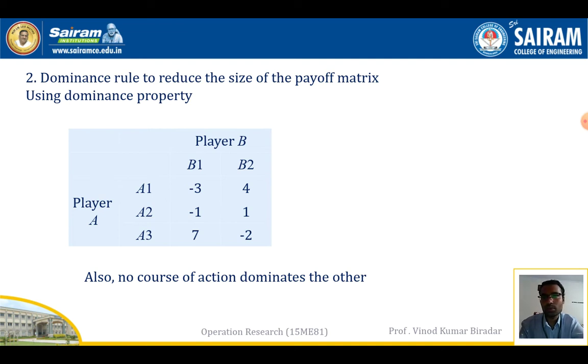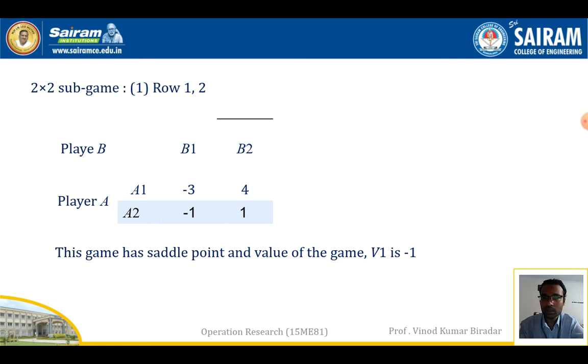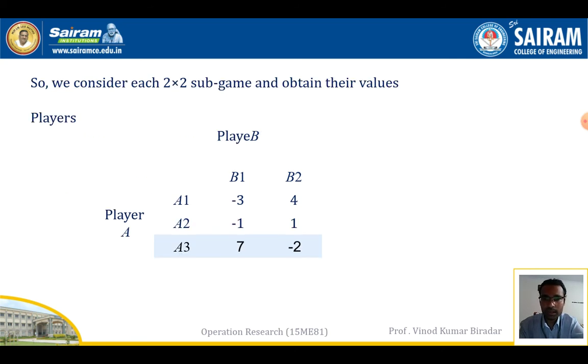Dominance rules reduce the size of the payoff matrix using the dominance property, where one course of action dominates the other. Here we just consider the 2 into 2 sub games and obtain their values. Just consider rows 1 and 2.